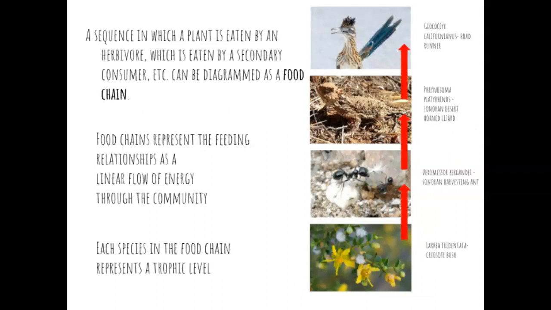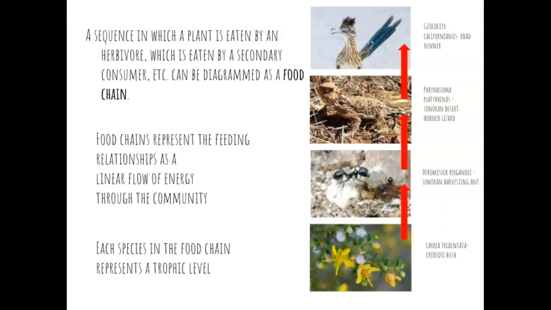We can look at the flow of energy through an ecosystem in what we call a food chain. A food chain is just a sequence where you have a plant that is eaten by an herbivore, which is eaten by a secondary consumer, which is eaten by a tertiary consumer, etc. And we can diagram this and show the flow of energy through different trophic levels. Our food chain, therefore, is going to represent the feeding relationships as a linear flow of energy through our community. And each species in the food chain represents a trophic level.